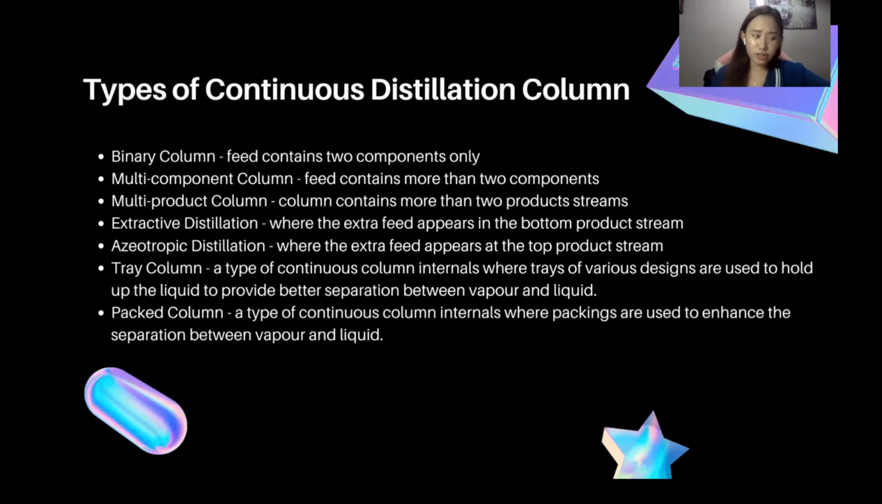And then there are also different types of column internals for the continuous distillation column. So the first one is the tray column. This is the type of internal where trays of various designs are used to hold up the liquid to provide better separation between vapor and liquid. While for packed column, this is a type of continuous column internal where packings are used to enhance the separation between vapor and liquid. And that is the two types of distillation column.